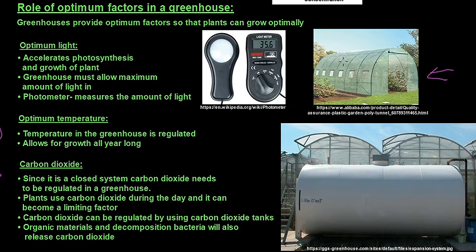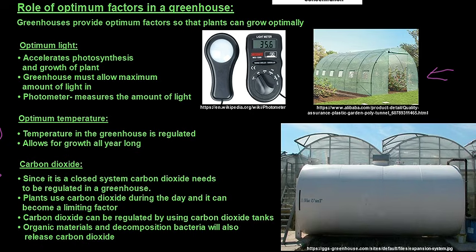But greenhouses play a very important role in agriculture and growing plants. That is because greenhouses enable us to grow plants all year round, even in the coldest conditions, because it is a very regulated environment. Now, looking at the role of these optimum factors, we're once again going to look at light intensity, temperature, and carbon dioxide. In greenhouses, they provide optimum factors so that plants can grow optimally.